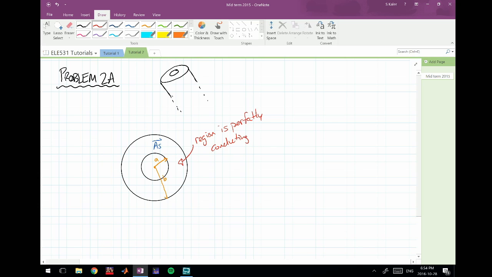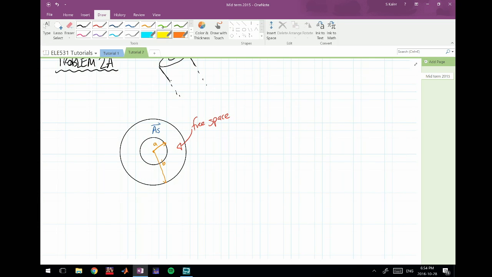What else is it doing? The region between the two perfectly cylinders. Oh, so the cylinders are conducting, but this is free space. Sorry, misread that. Jumped to conclusions. So that's not perfectly conducting, that's free space, but the actual cylinders are perfect conductors. So the black lines I've drawn are perfectly conducting, but the region between them is free space.